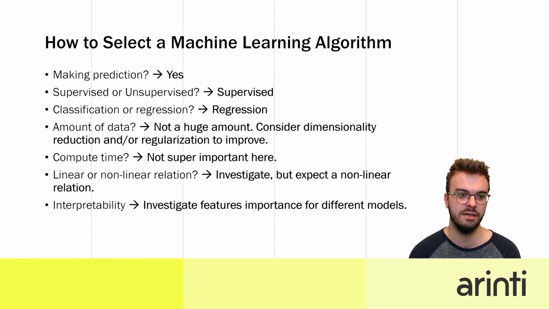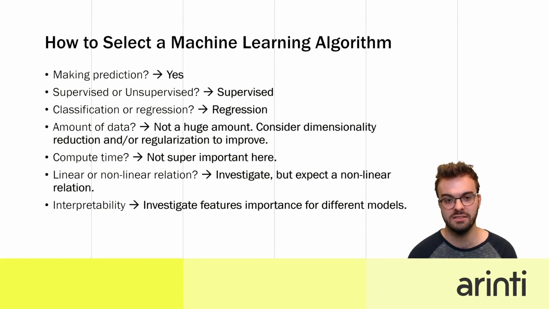Then, is it a supervised learning problem or an unsupervised learning problem? This is a supervised learning problem because we have a labeled data set. The labels are the house prices. Are we doing classification or regression? We're doing regression here. Why? Because the house prices are in dollars, so it's a continuous value. And we already have narrowed it down a lot, so we'll be looking for supervised regression models.